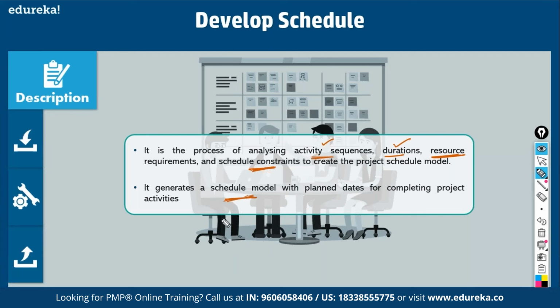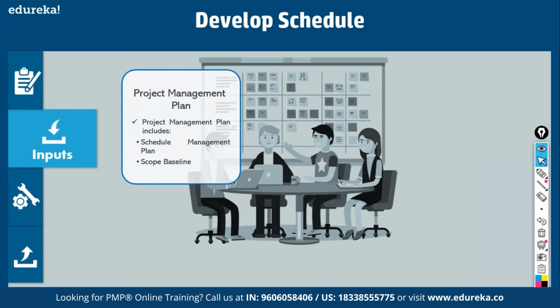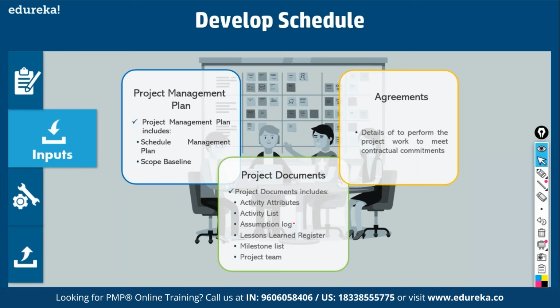So what does a schedule model contain? It contains start dates, end dates, and who is going to be the resource performing this activity. And if the resource is going to consume steel or cement, how many kilos of steel or cement it is going to consume. Everything relating to activities is combined to develop a schedule. So the project management plan is an input, especially the schedule management plan that tells you how to schedule. Then project documents like the activity list, activity attributes, assumptions log. We have discussed all this. So this is the scheduler's job.